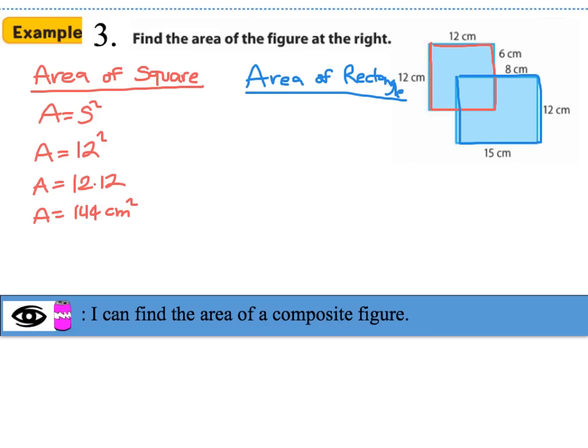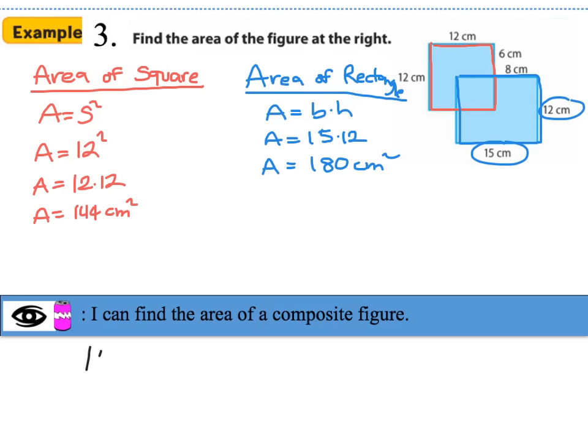Now let's find the area of the rectangle. Let's use area is equal to base times height. The base would be 15, so 15 is the entire base, and the height would be 12. When I multiply 15 times 12, I get the area is equal to 180 centimeters squared. Let's combine them so we can see what the area of both shapes is. 144 centimeters squared plus 180 centimeters squared gives a total area of 324 centimeters squared.